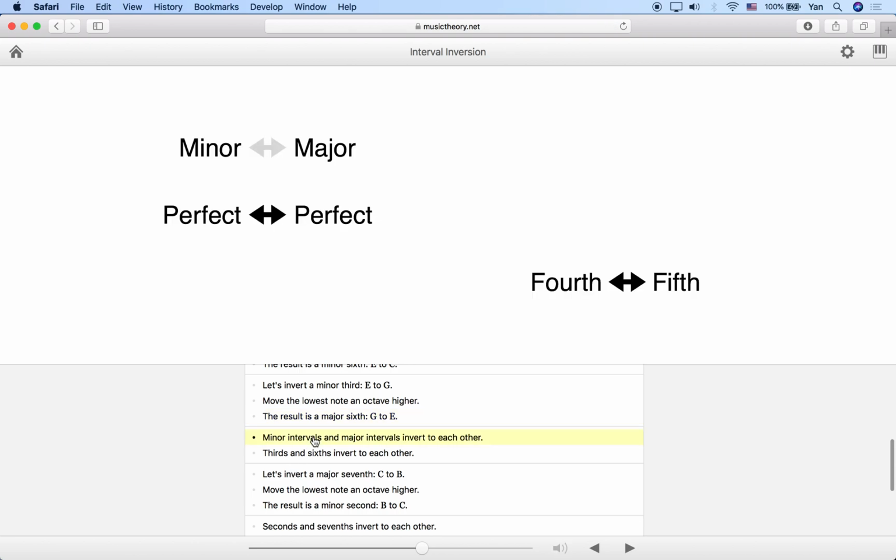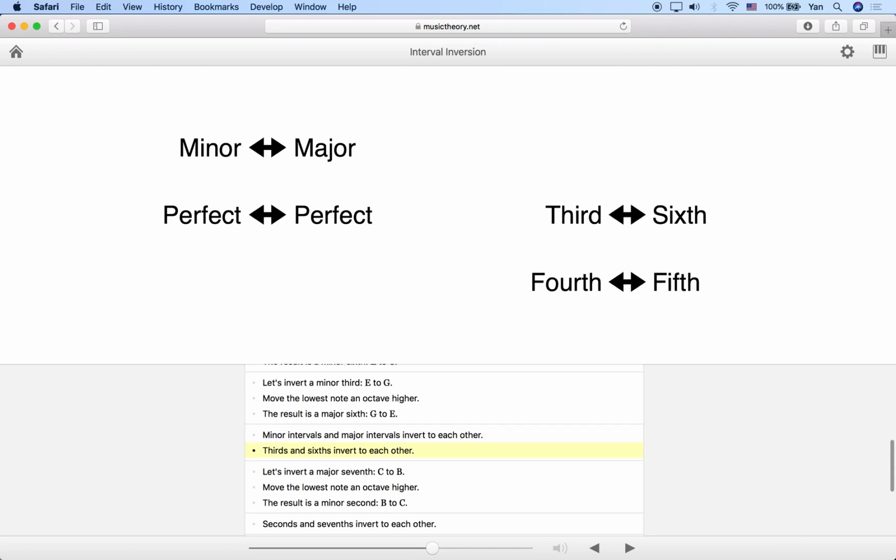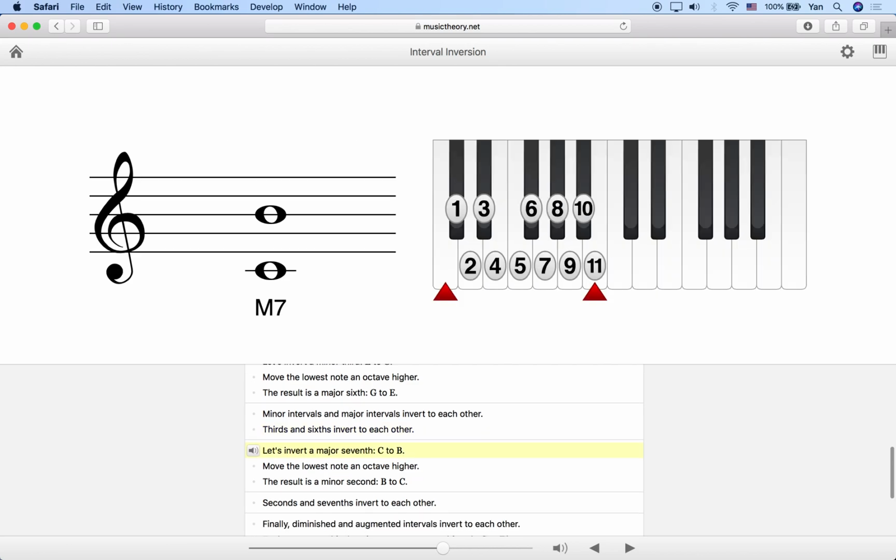All right, so another rule, minor and major intervals always invert to each other. So in other words, if you start from a minor interval, the inversion is always going to be a major interval. And if you start from a major interval, the inversion is always going to be a minor interval. All right? And the other rule is that a third always inverts to a sixth, and a sixth always inverts to a third. So keep that in mind.